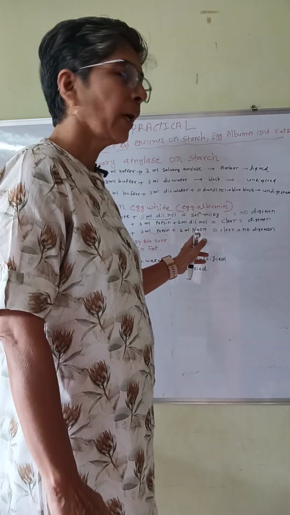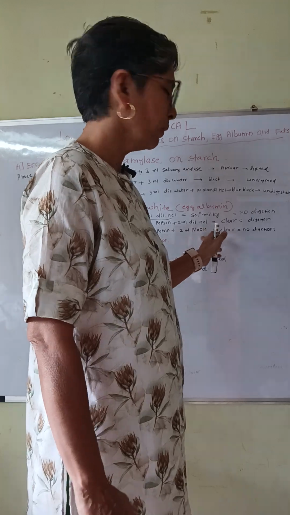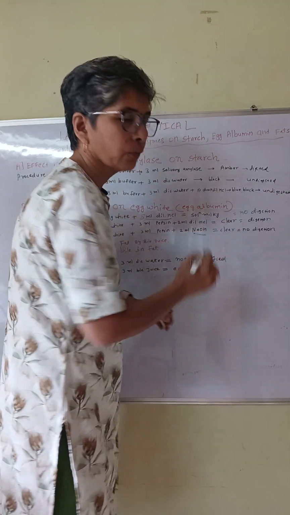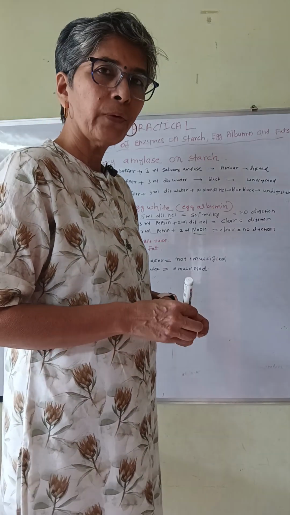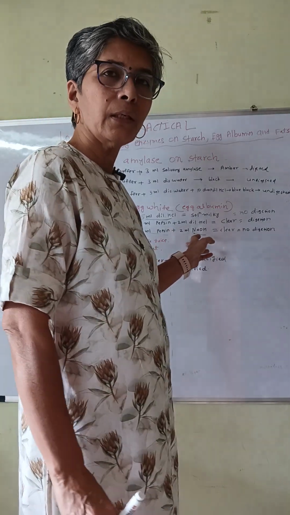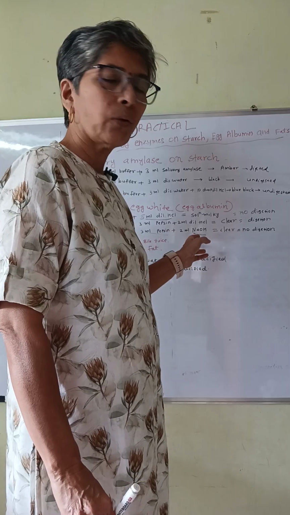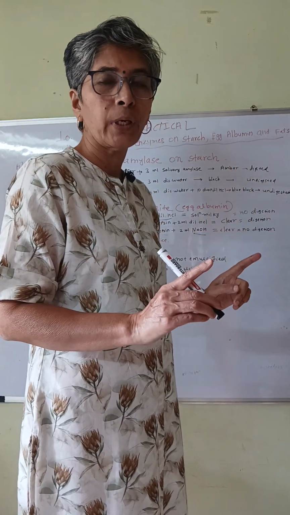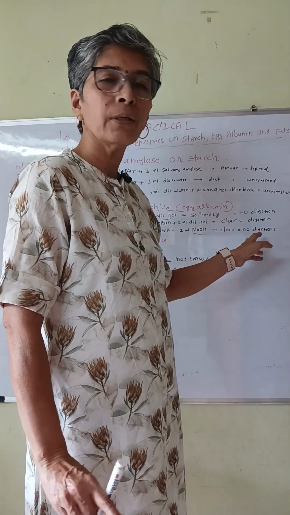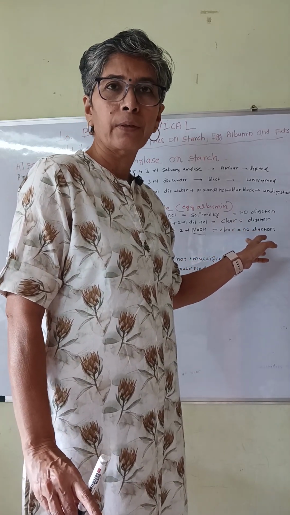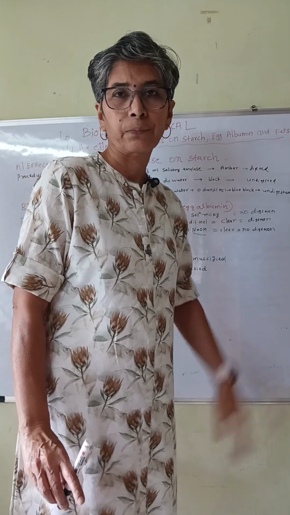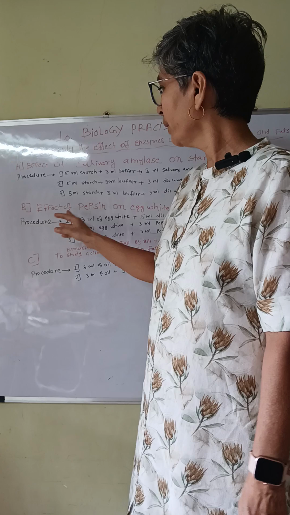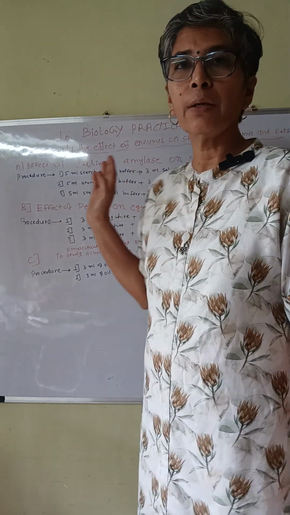Okay, why? We added here 2 ml of NaOH. See here, we added NaOH. So, the effect of acid is not there. The effect of acid is denatured by the NaOH solution. Okay, so we are not getting the result of digestion here. There is no digestion. This is all about the effect of pepsin on egg white.